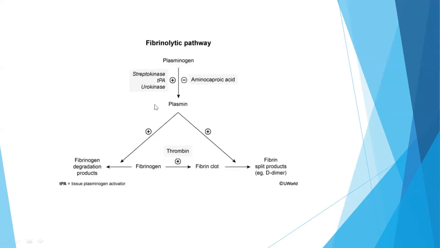So here we have the fibrinolytic pathway. Plasminogen is converted to plasmin, and this plasmin will convert fibrinogen to fibrinogen-related products, and fibrinogen will form the fibrin clot. And again, this plasmin will dissolve the fibrin clot and form the fibrin split products, or D-dimer. Now, streptokinase, tPA or urokinase enhance the formation of plasmin, because plasmin degrades the clot, right?